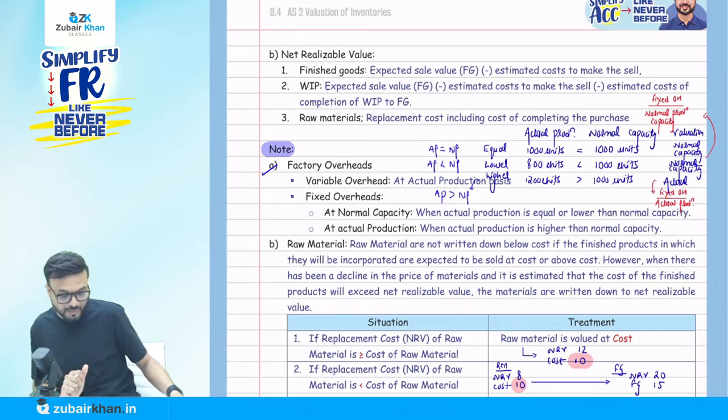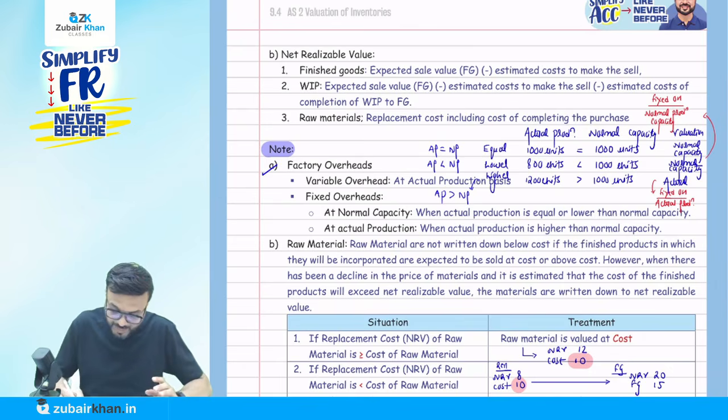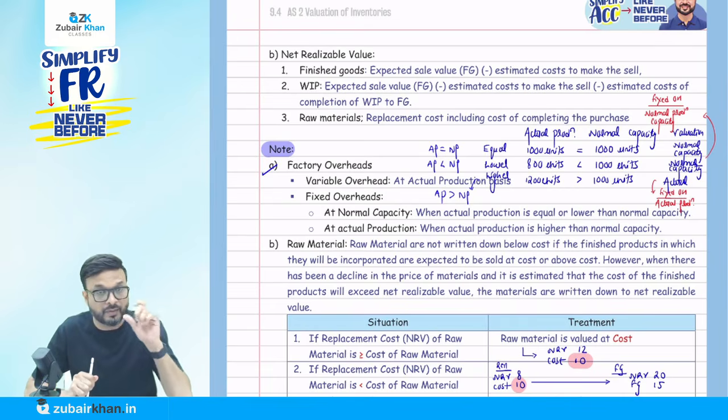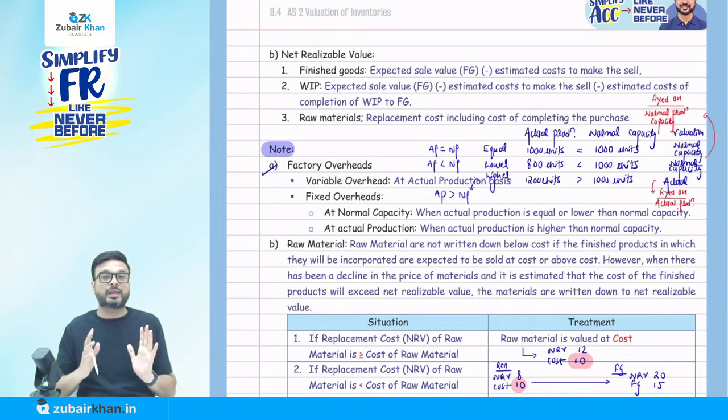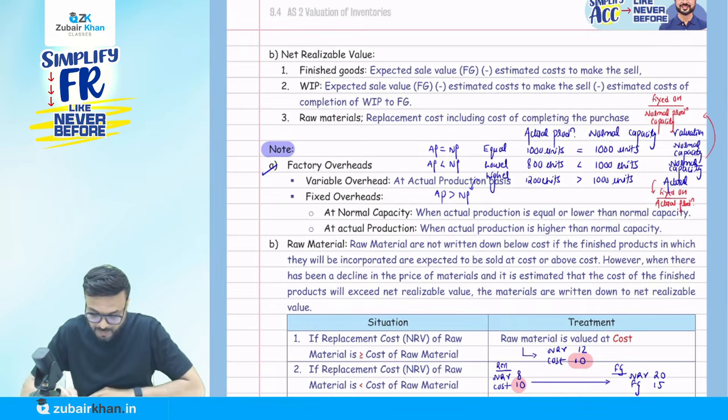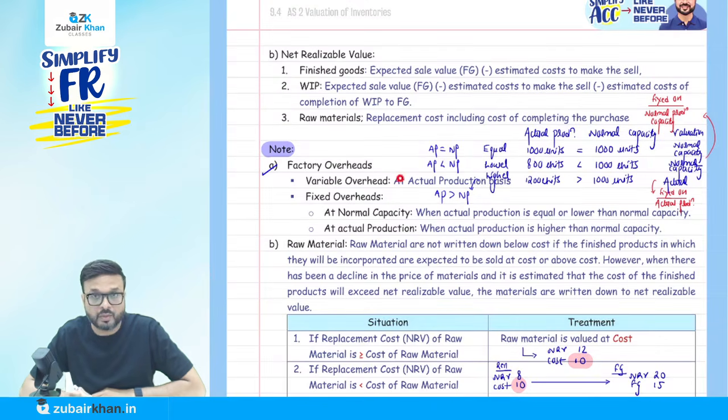Now these factory overheads might be variable, or they might be fixed. How to allocate them? They say there might be three possibilities. First of all, variable overhead is simple, at production cost or actual production cost. But when it comes to fixed overhead, I have to see normal capacity. When actual production is equal to or less than normal capacity, we have to do the valuation at normal capacity. If actual production is higher than normal capacity, we have to do the allocation at actual production.